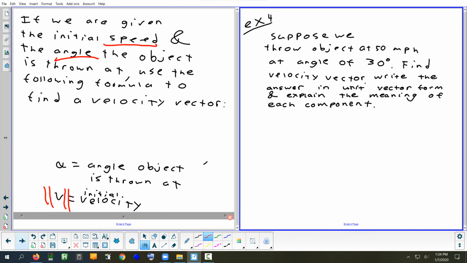Okay. So it says that we're throwing an object at 50 miles per hour at an angle of 30 degrees. It says find the velocity vector and write the answer in unit vector form. Unit vector is exactly what I gave you: something with an i, something with a j.